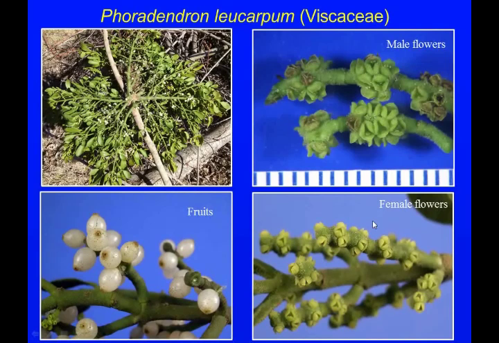So this is what the tiny little male flowers look like. The one you're holding is obviously a female because it's bearing fruits. The fruits are these white berries that have a viscid seed on the inside. The family name Viscaceae comes from the fact that these are viscid, or very, very sticky.